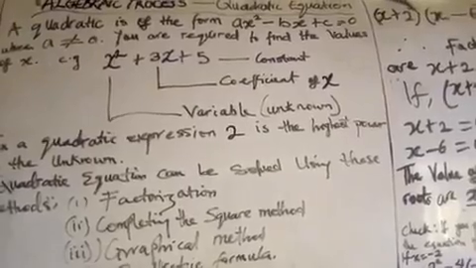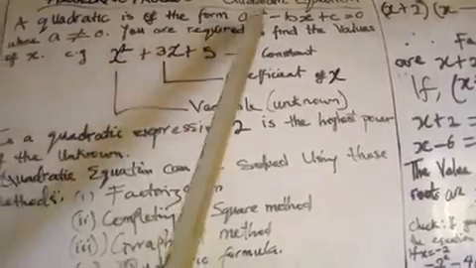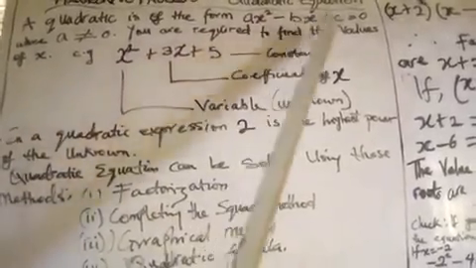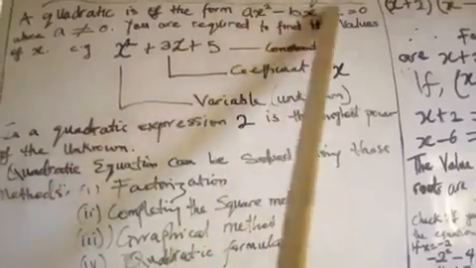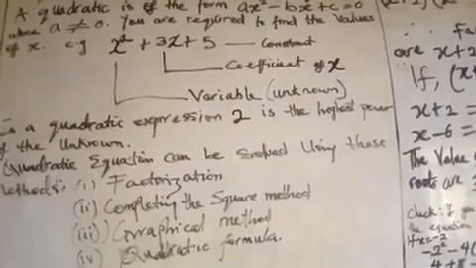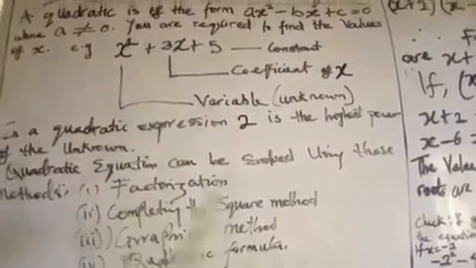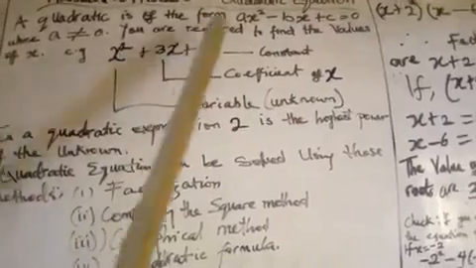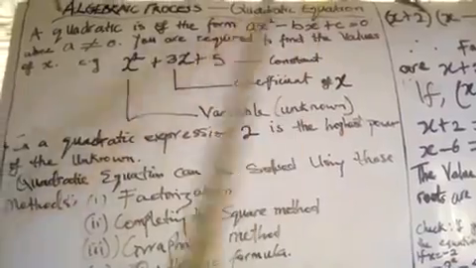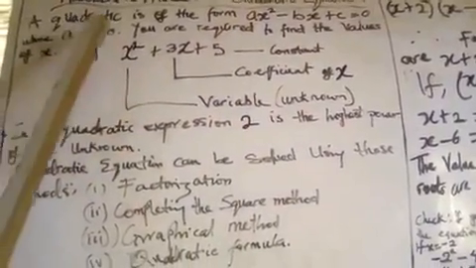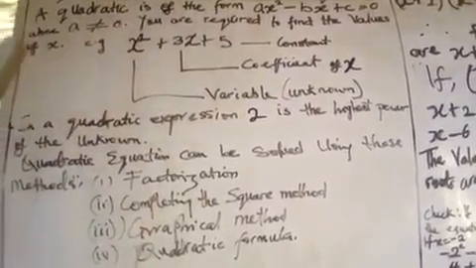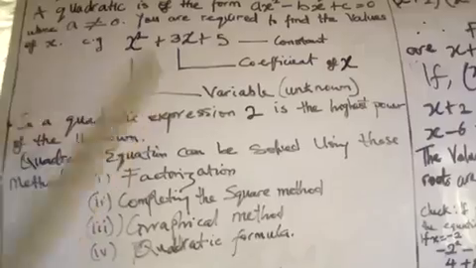A quadratic equation is of the form ax squared plus bx plus c. This is the form in which a quadratic equation is written. And whenever you see an equation of this formation, where a is not equal to 0, then you have a quadratic equation.